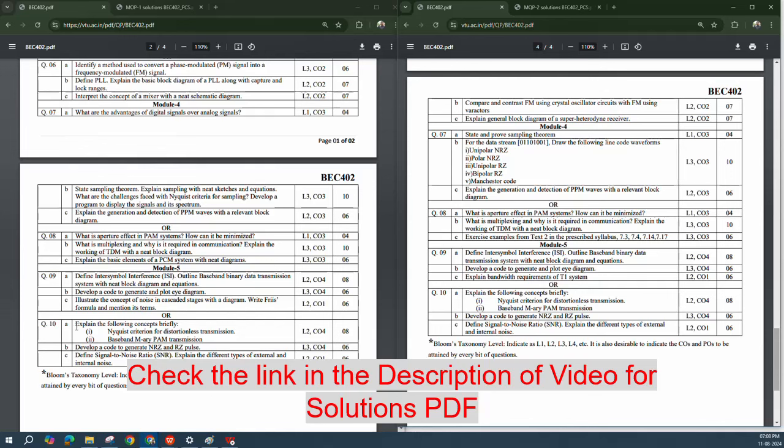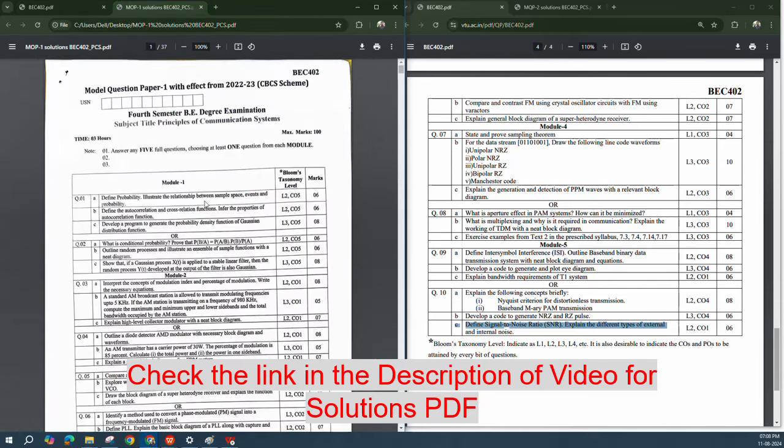And then the choice question here, the last question is explain the following concepts briefly. Nyquist criterion for distortionless transmission and baseband M-ary PAM transmission. Develop a code to generate NRZ RZ pulse and define signal to noise ratio, different types, external and internal. Here again the first question is the same as in model paper 1. This question is also repeated. Develop a code to generate NRZ RZ pulse, it is also repeated. Define signal to noise ratio, this is also repeated. So these are the questions which they have given in the model question paper.